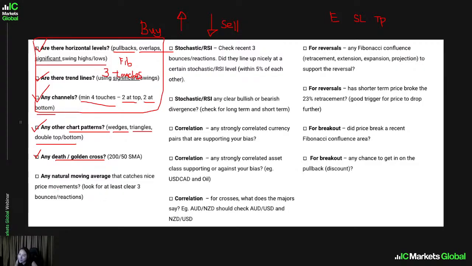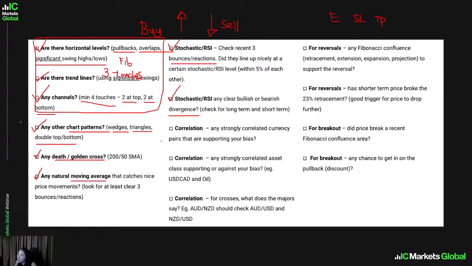And any natural moving averages. I don't really use this, but if there's an opportunity, I might. Then we've got stochastics and RSI. We're basically using stochastics and RSI to look for bounces and reactions or any kind of reversals, and then to look for divergences. For divergence, that means that if price is moving up on the charts, but on the oscillator it is moving down, it could be a possible sign that the oscillator is telling you that there could be a trend reversal.